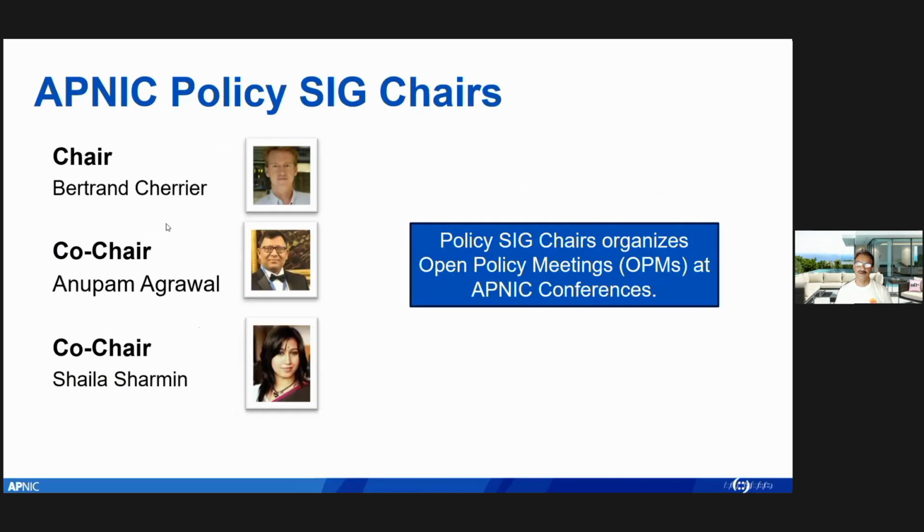So these are the current SIG chairs. The chair is Bertrand, co-chair Anupam, co-chair Shaila. They have two co-chairs and a chair. All these three people are elected by the community, and they are the ones who organize these open policy meetings at the APNIC conference twice a year, once in February and the other one in September of every year. And my role is the Secretariat support. I provide support to these individuals and to the entire community, to the Policy SIG and open policy meetings as well.